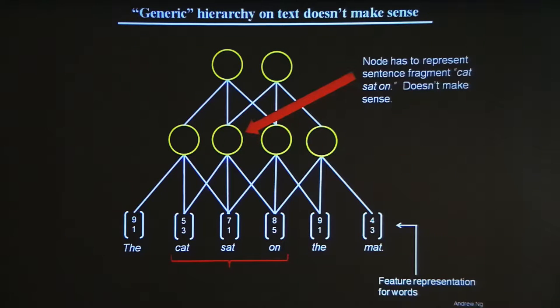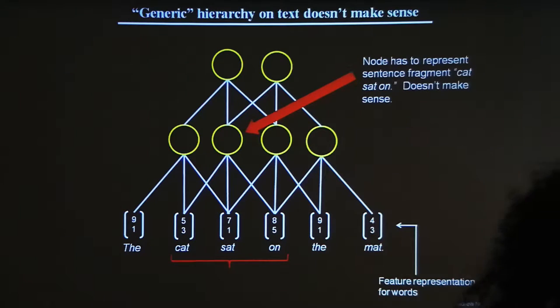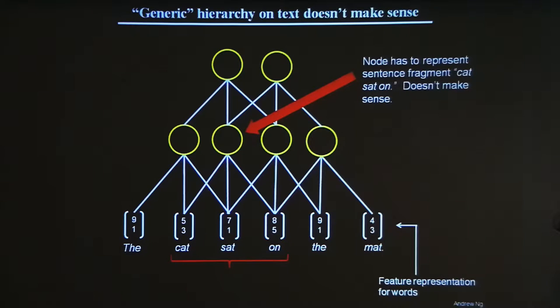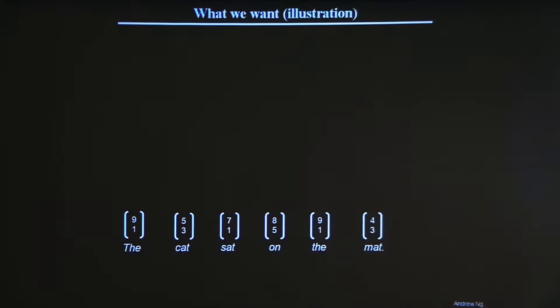And so now, if you look at the node where the arrow is pointing, is the job of that node to represent the sentence fragment cat sat on. But the phrase cat sat on doesn't mean anything, right? It's not a proper English phrase. So it's not clear what we are hoping for that node to possibly accomplish when it's seeing a sentence fragment that doesn't mean anything. So Richard's thinking was that for sentences, for language in particular, language is endowed with a natural hierarchy, and it may therefore make sense to have the neural network respect the natural hierarchy, that is the parse tree associated with the sentence.